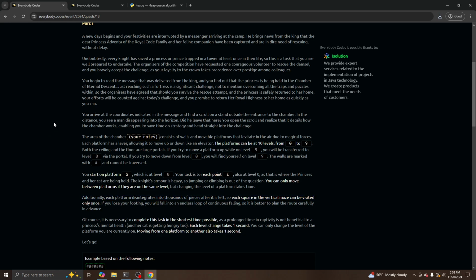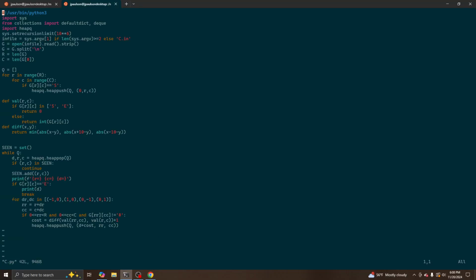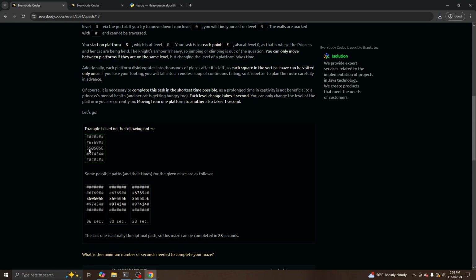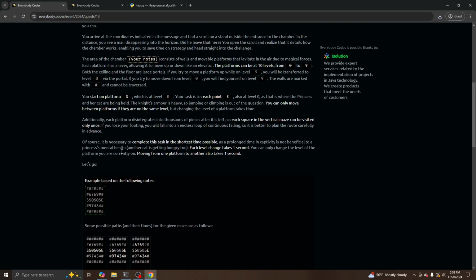It's a nice day. I got first on every problem. So this was a sort of maze solving problem. We're given this maze, we start at S, and we can walk up, right, left, down. And it costs a certain amount to walk between these platforms based on the difference between them.